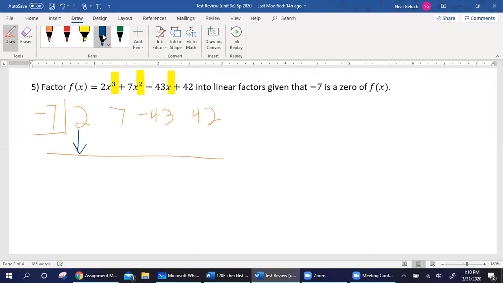Go through my synthetic division. Again, I should be getting a remainder of 0. If you don't, redo the problem. You did something wrong. It's telling me it's a 0. And as I roll through, yes, I do indeed get 0. Perfect. So that's a start to this.